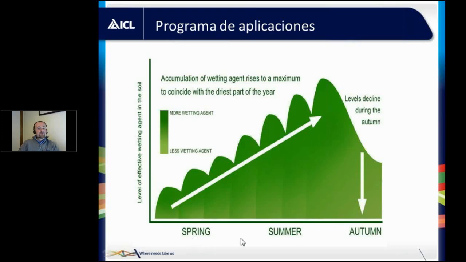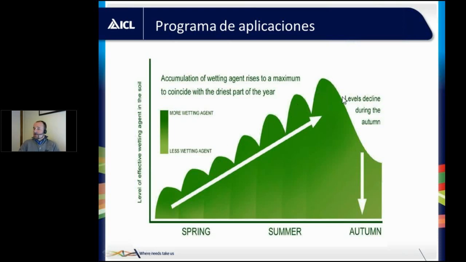We effectively have time along the bottom axis, and the amount of wetting agent in the root zone on the vertical axis. We suggest it is good practice to apply your wetting agents in this programmed approach. So you start early in the spring and make an application. That wetting agent will start to degrade in the soil. So after 3 or 4 weeks, you make a second application, which builds the amount of surfactant in the soil, and a third application, and so on through the summer.